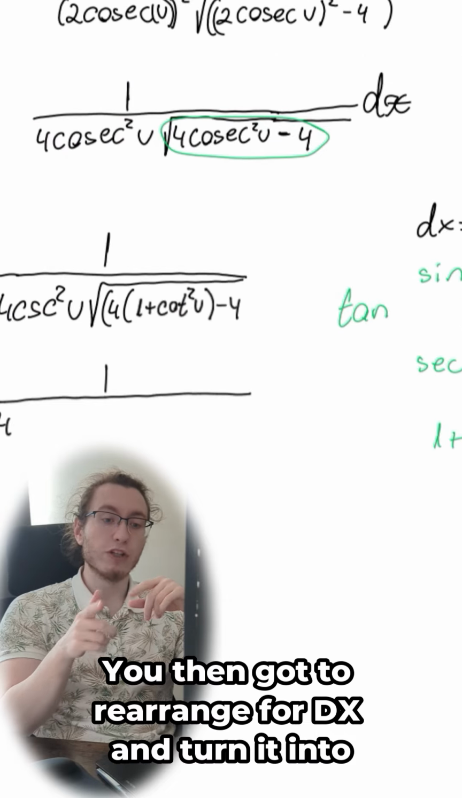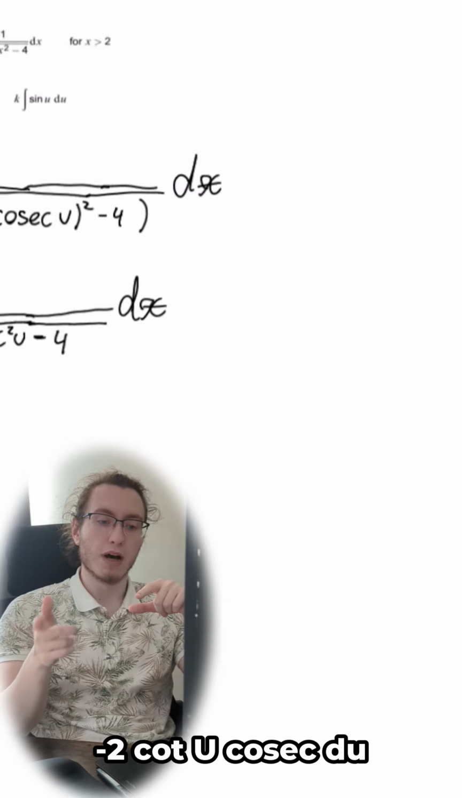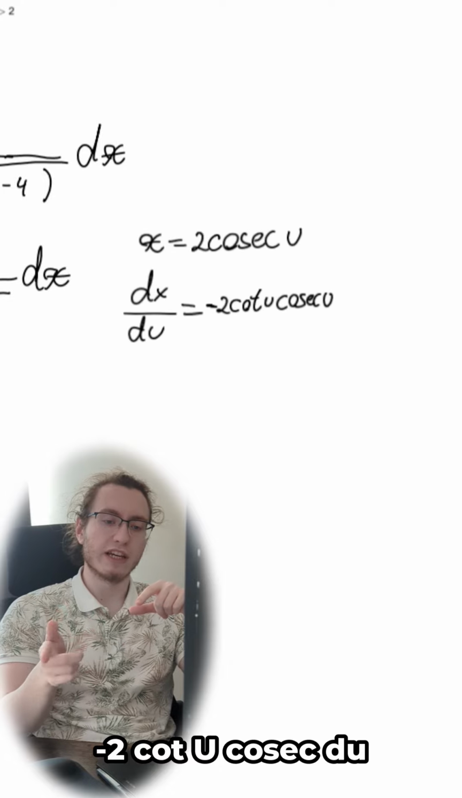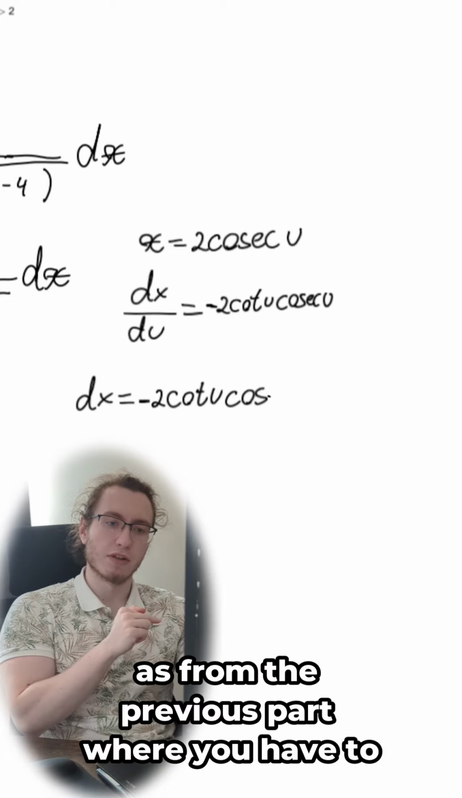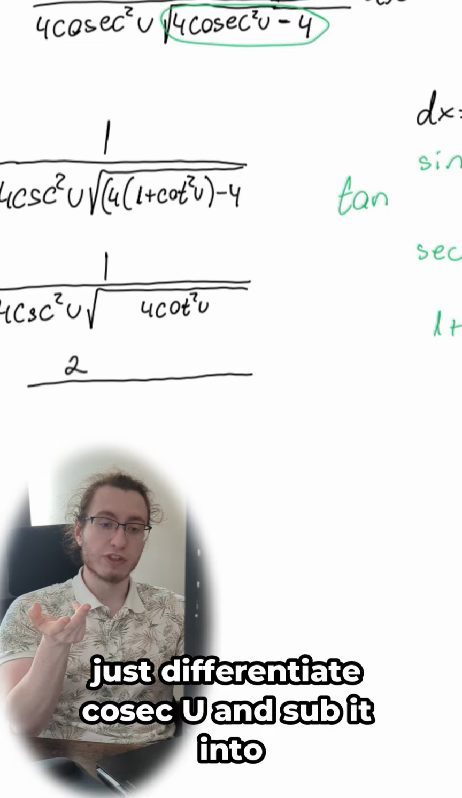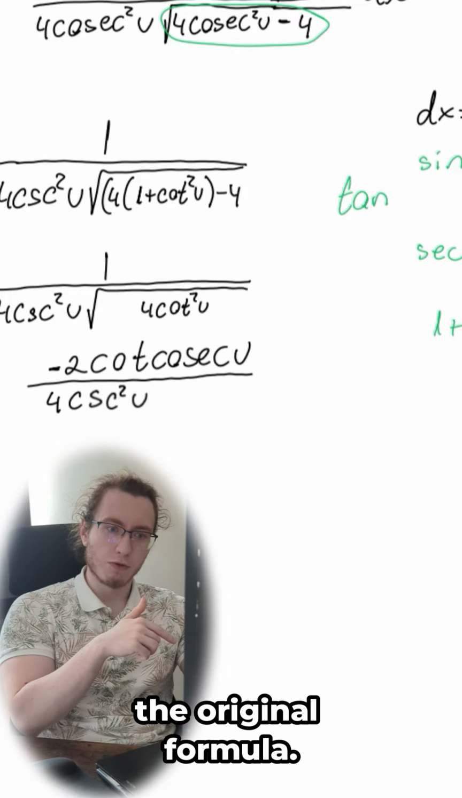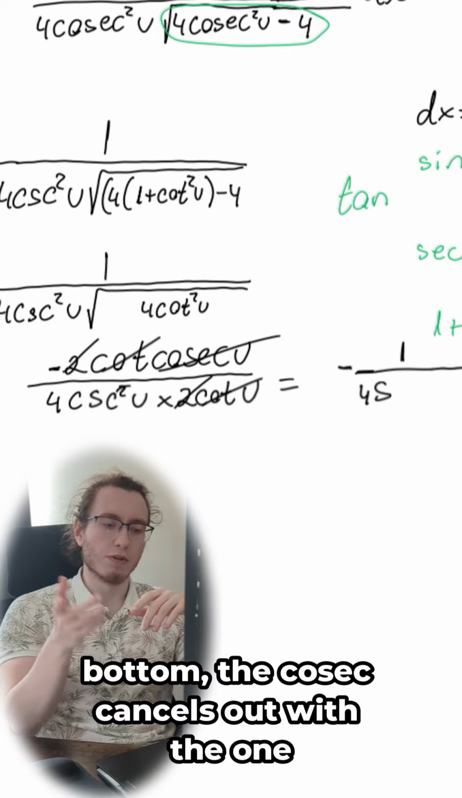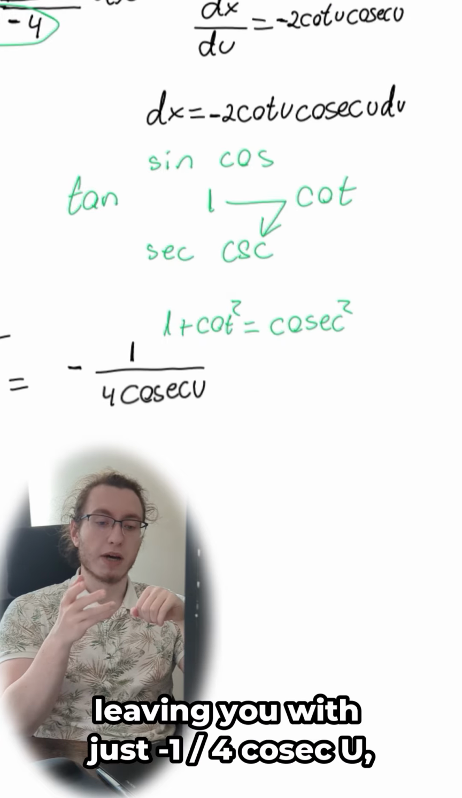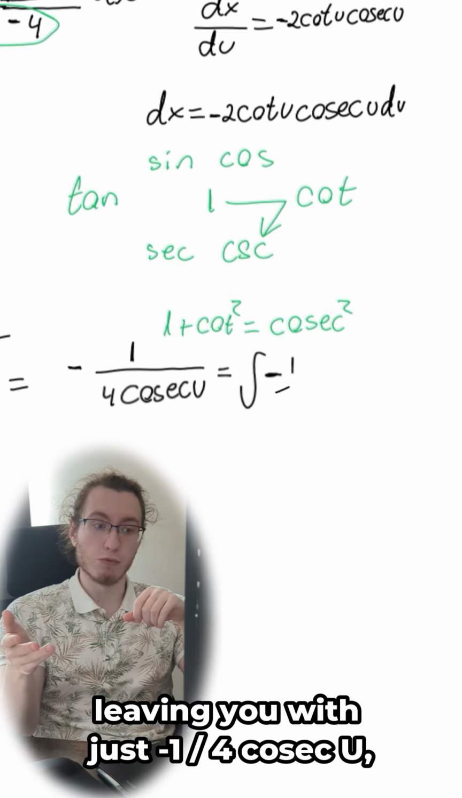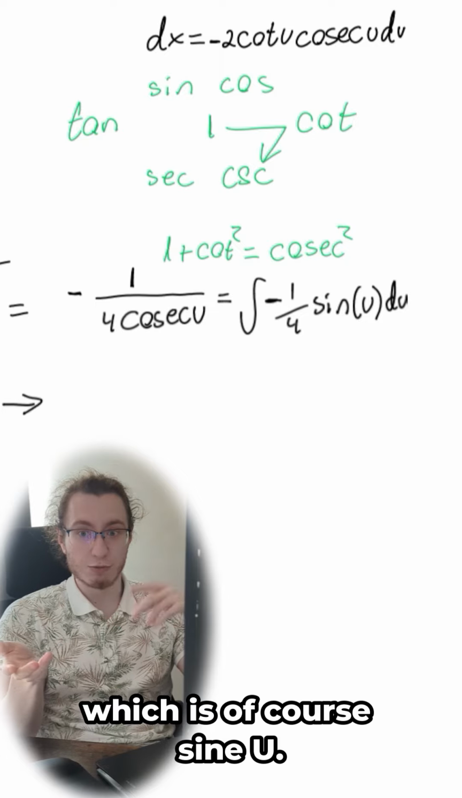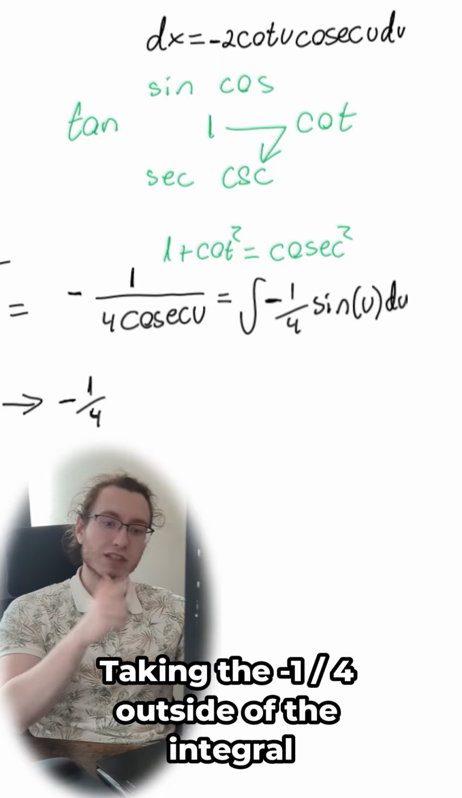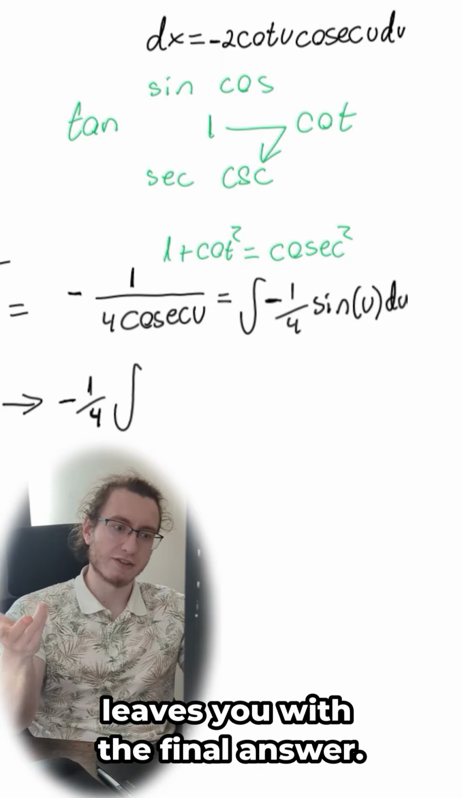You then gotta rearrange for dx and turn it into minus 2 cot u cosec u du, as from the previous part, where you had to just differentiate cosec u and sub it into the original formula. The cot cancels out with the one on the bottom, the cosec cancels out with the one on the bottom again, leaving you with just minus 1 over 4 cosec u, which is of course sine u. Taking the minus 1 over 4 outside the integral leaves you with the final answer.